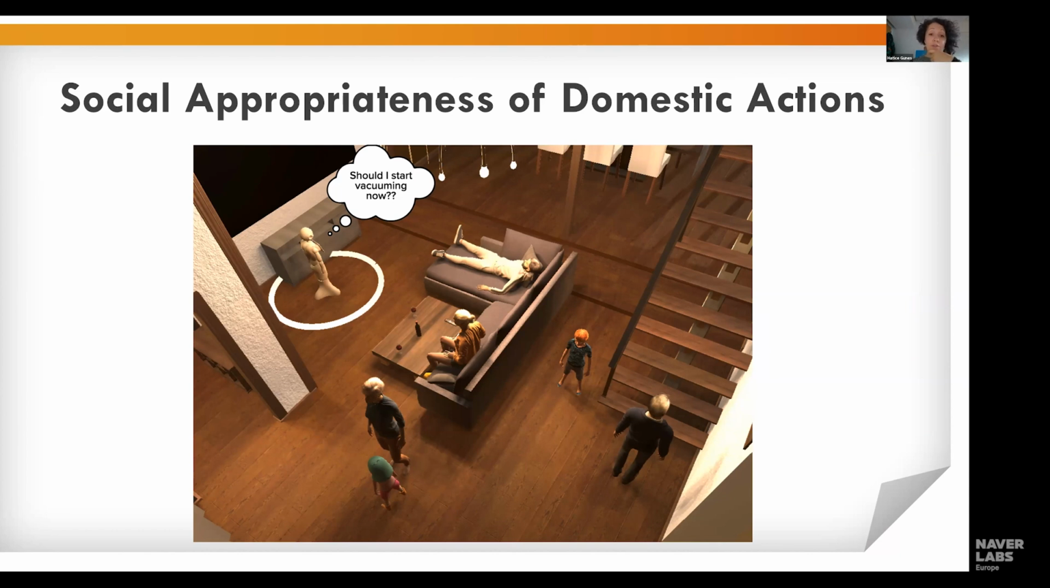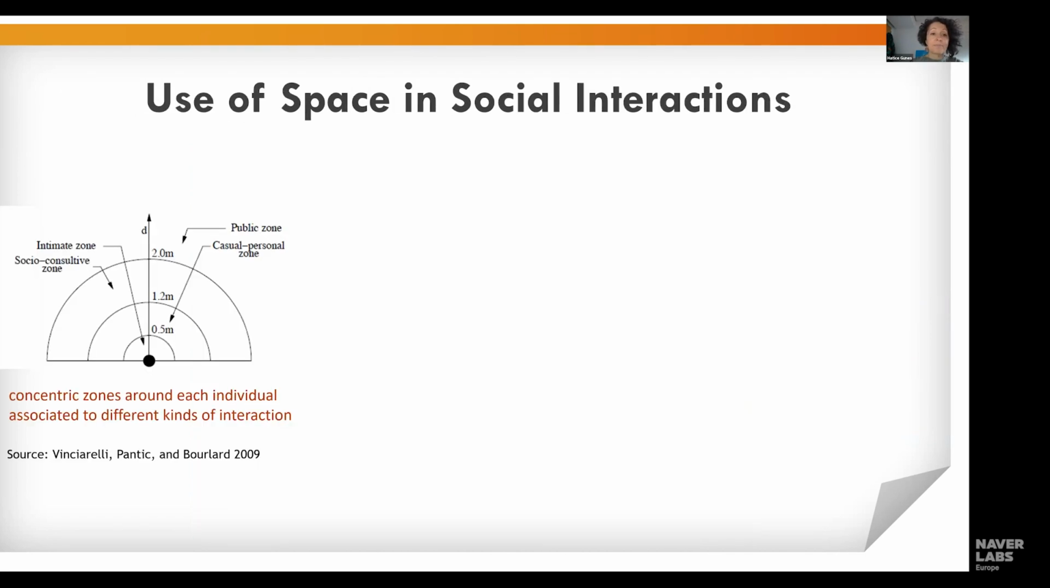And in this work, we wanted to try to achieve this for domestic robots, because in the future, we envisage these robots to become part of our lives, let's say in our homes, but even offices, and they need to be able to understand what is socially appropriate or not, particularly in terms of actions.